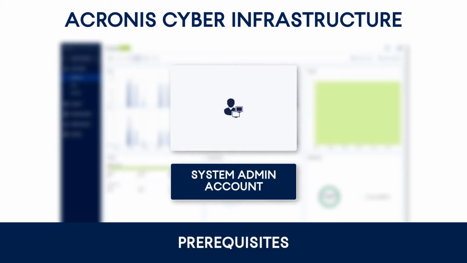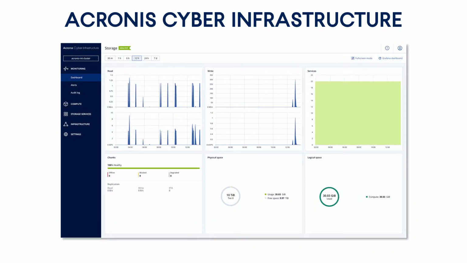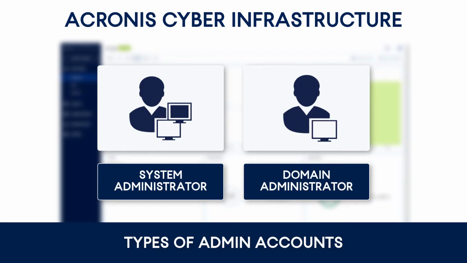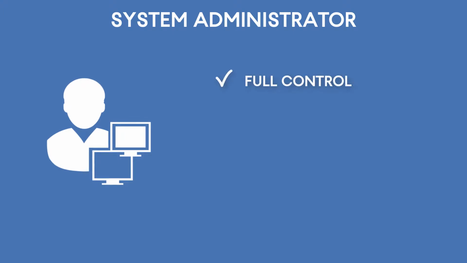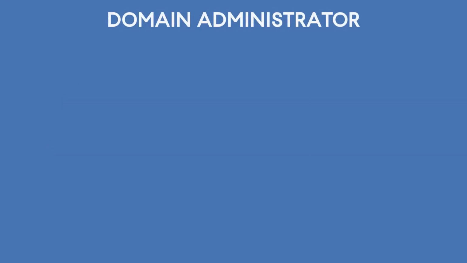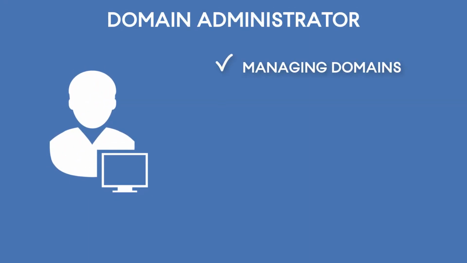We assume that you've got a system admin account for the Acronis Cyber Infrastructure. It should be noted that within the Acronis Cyber Infrastructure, there are two types of administrators, that is, system and domain administrators. The system administrators have full control over the Acronis Cyber Infrastructure. They are usually IT administrators of a managed service provider or the main IT department of a large enterprise, depending on your business case. In turn, domain administrators are in charge of managing the so-called domains. Domains are the abstracted entities corresponding to specific end user or enterprise virtualization projects, depending on your business case.